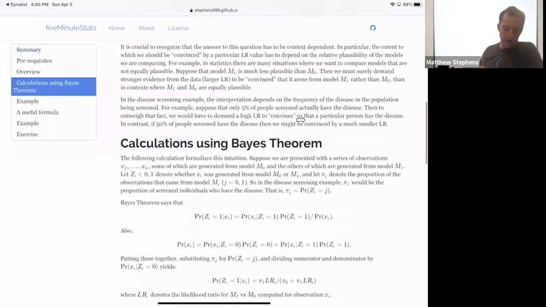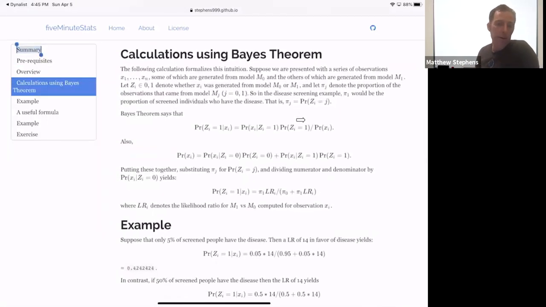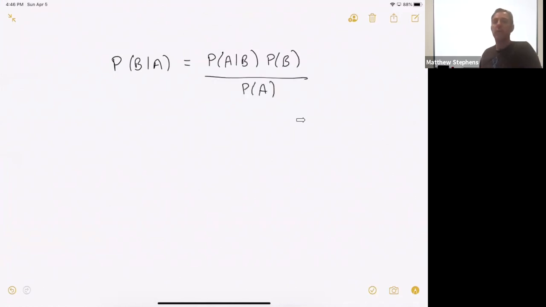Okay. So if we go down here, the basic tool that we're going to use for doing these calculations is Bayes' theorem. I hope you all recall Bayes' theorem. Maybe I can give you a quick reminder. Bayes' theorem is P of B given A equals P of A given B times P of B divided by P of A. Okay, so that's Bayes' theorem. And so we can use this here to do the calculations that we want.